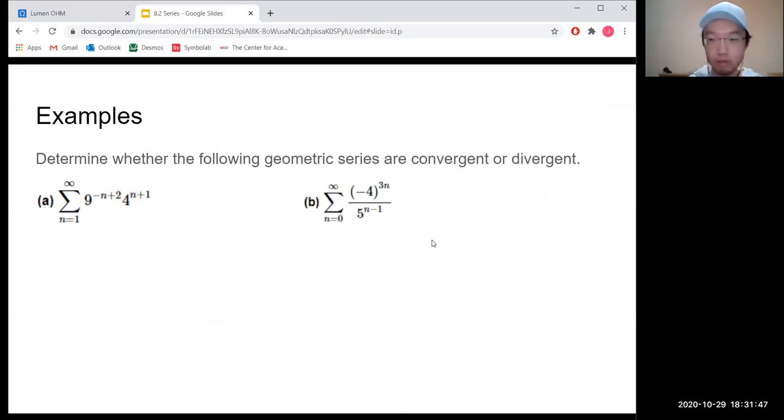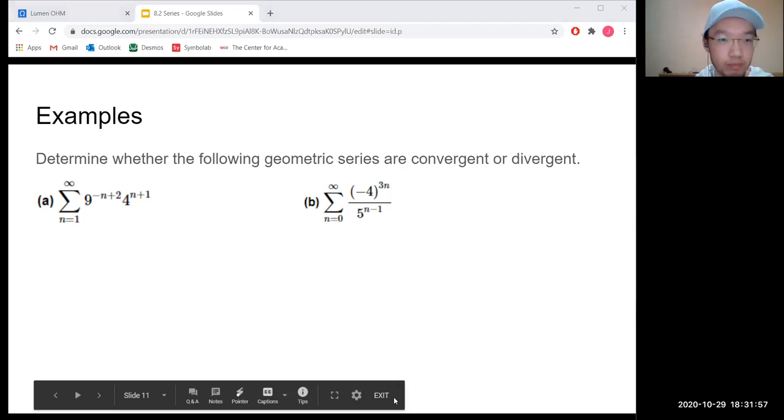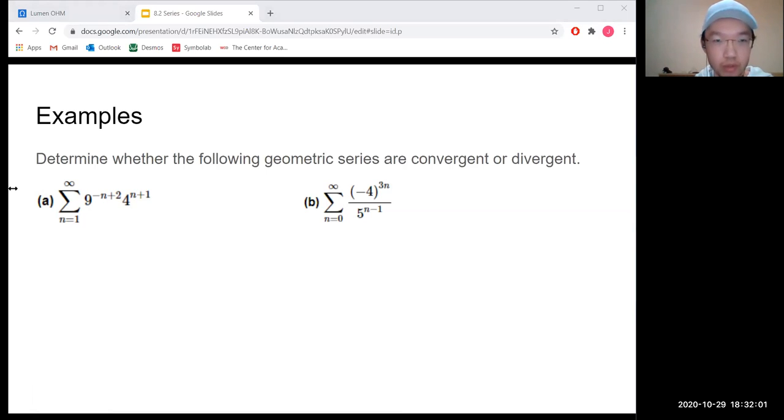Okay, so here we have 2 examples. These are actually going to be a little bit tough, but I don't think they'll be too bad. We'll do it together. So the directions say to determine whether the following geometric series are convergent or divergent.